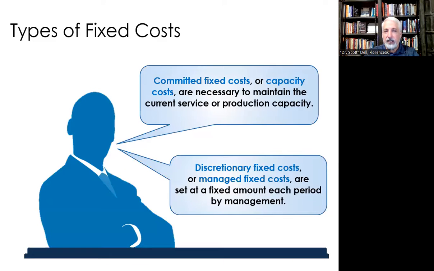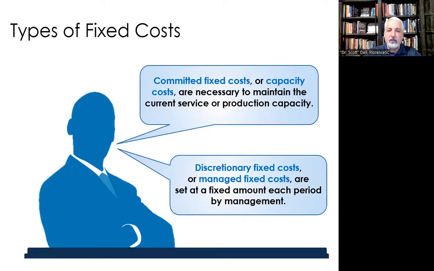And finally, we have a couple of types of fixed costs. We have committed fixed costs, or capacity costs, necessary to maintain the current service or production or projected level of capacity. And then we have discretionary fixed costs, or managed fixed costs, and they're set at a fixed amount each period by management. So that's a standard that we use, saying here are our fixed costs, and it can fluctuate, but management kind of dictates where that's at.